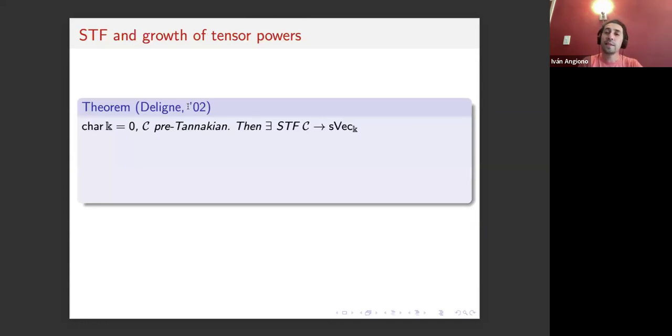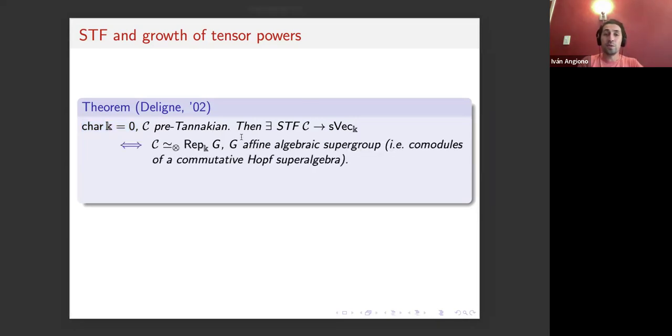Okay, there is a very nice theorem by Deligne from 2002, which characterizes those categories fibering over supervector spaces. This is made over characteristic 0. Suppose that you have a Pretannakian tensor category. So I recall that this is a symmetric tensor category plus the additional assumption that the length of the objects is finite.